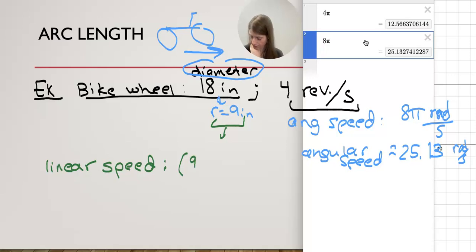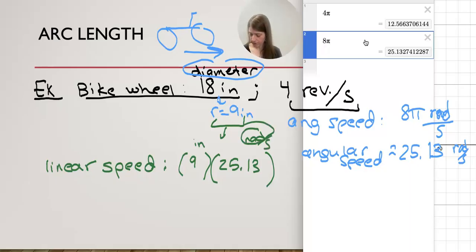And I'm going to leave off the inches for a second, but I'm just going to write it on top because I don't want us to miss the units here. And then I'm going to go ahead and multiply by this 25.13. I'm going to show you a little bit of round-off error here. You want to be a little bit careful, but this is radians per second.